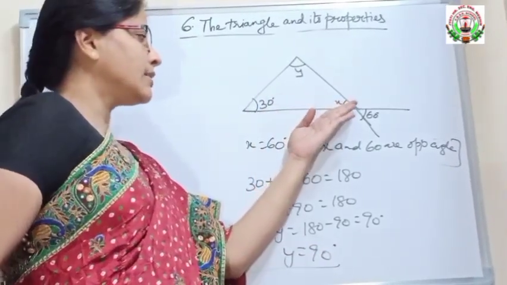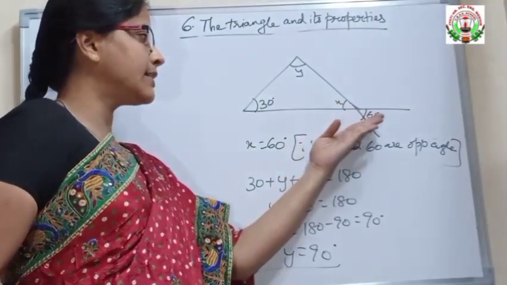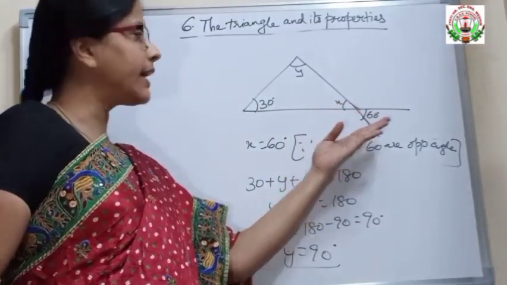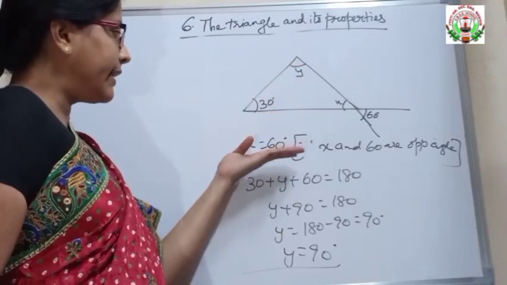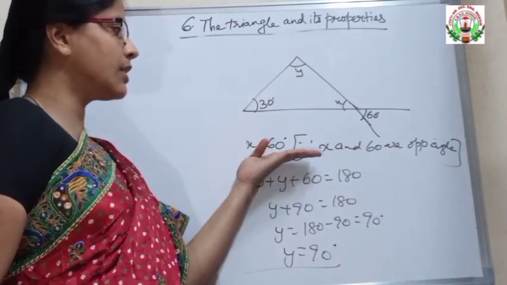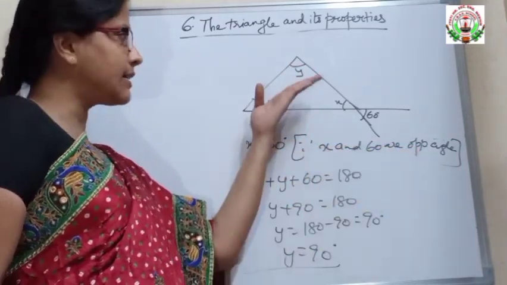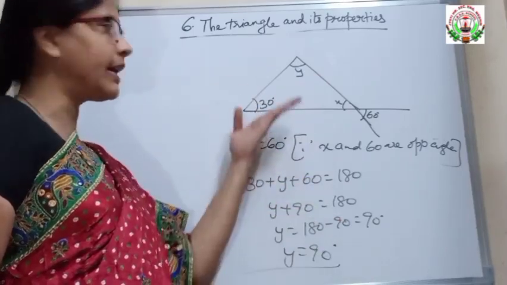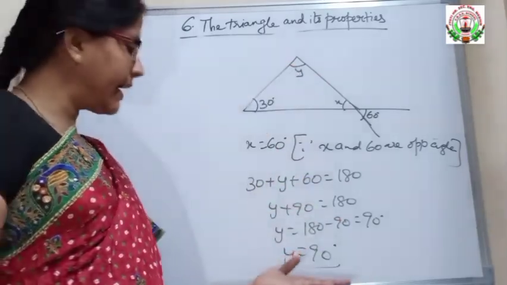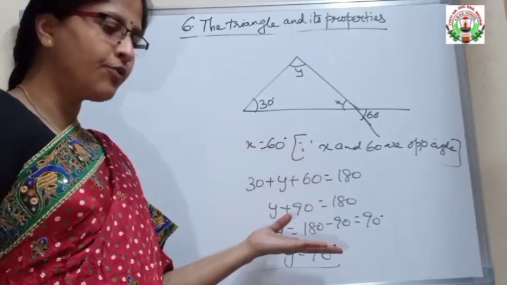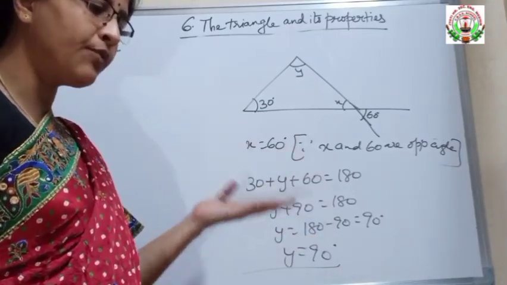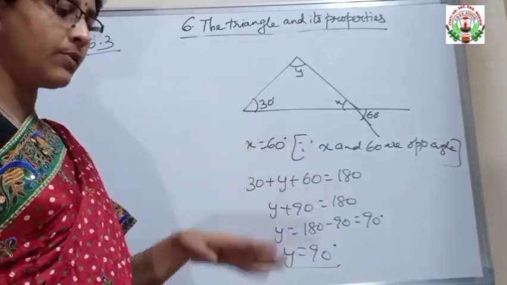Simply, x is equal to 60 degrees because x and 60, these two are opposite angles. After that I have used angle sum property, solved it, and got y as 90 degrees. This is your fourth one. The same y applies for the fifth one as well as your sixth one.